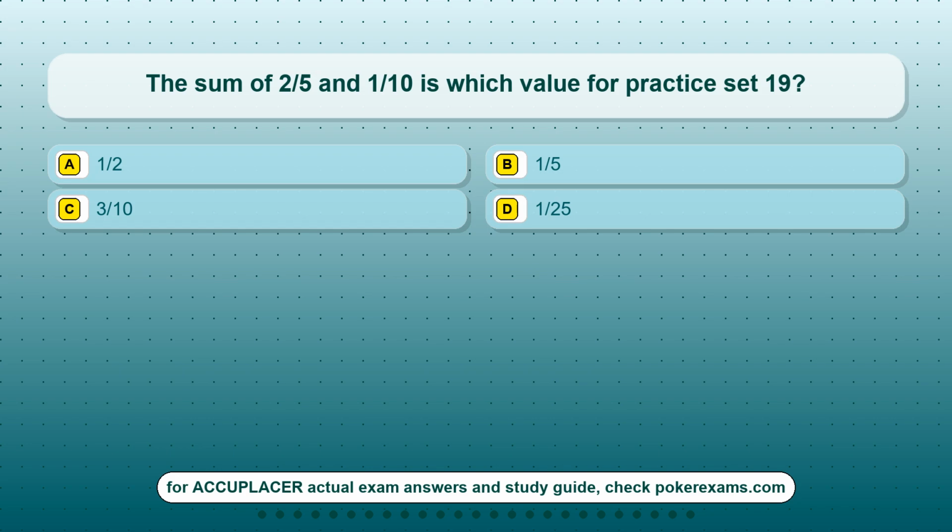Question 9. The sum of 2/5 and 1/10 is which value for practice set 19? Option A, 1/2. Option B, 1/5. Option C, 3/10. Option D, 1/25.